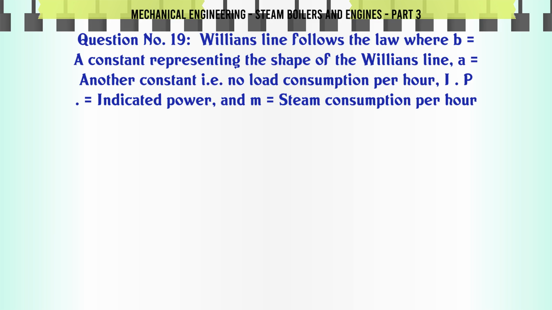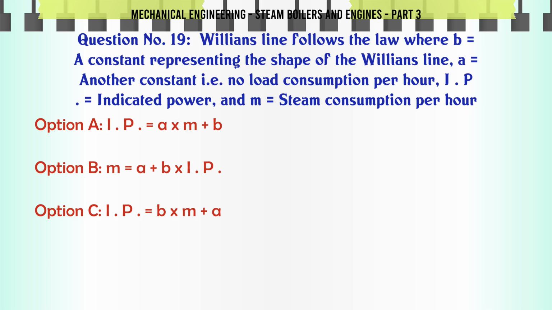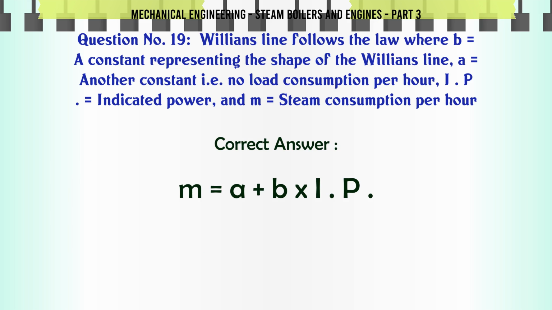Willans line follows the law M = A + B × I.P., where B is a constant representing the shape of the Willans line, A is another constant, i.e. no load consumption per hour, I.P. is indicated power and M is steam consumption per hour. A. I.P. = A × M, B. M = A + B × I.P., C. I.P. = B × M + A, D. M = B + I.P. × A. The correct answer is M = A + B × I.P.